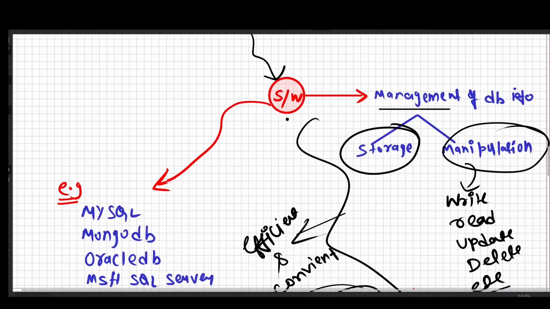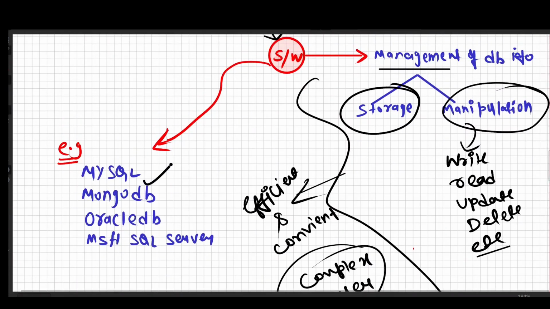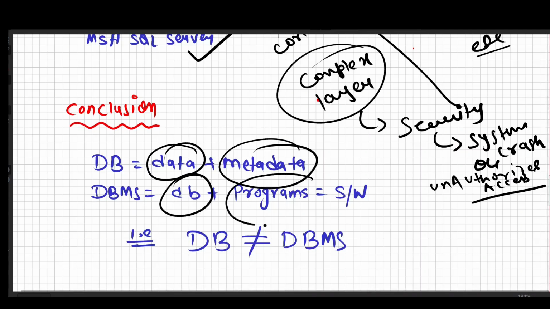Since database management system is a software, there are many such software in the market, like MySQL, MongoDB, Oracle DB, and Microsoft SQL Server. So we can conclude here that database is all about data and metadata. Database management system is the database along with programs to access, modify, and manipulate those data, which is basically a software. So database is not the same as the database management system. That is, database is not equal to database management system.